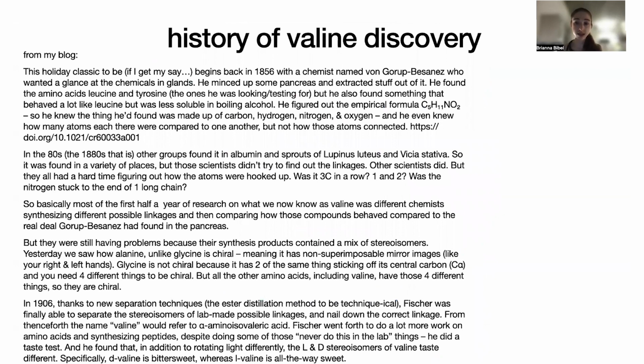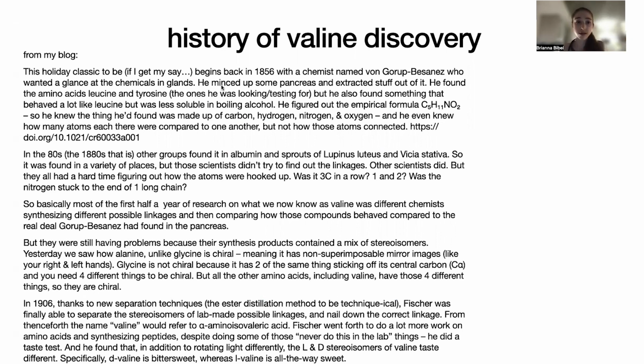Finally, we'll end with just a little bit about its discovery, as always with these posts, because I think it's kind of fun. Okay, so going back to 1856, a chemist named von Basenes, sorry, I can't pronounce these people's names. So he was trying to see what was in glands, and so he minced up pancreas and extracted the things out of pancreas. He was looking and testing for a couple of amino acids.